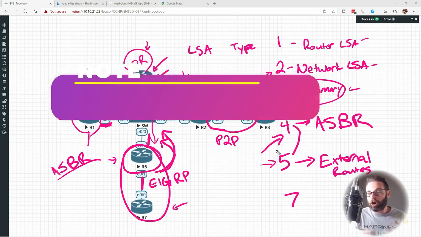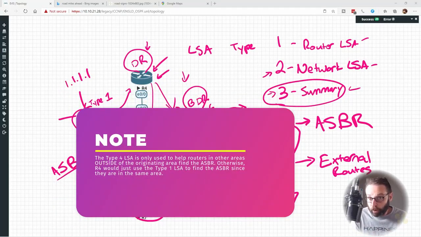You have to think about a large topology that may have multiple ASBRs, and we could manipulate the traffic in order to get to either the closest ASBR so that we can get out of the OSPF domain as quickly as possible, or we want to get to the ASBR that's closest to the destination.